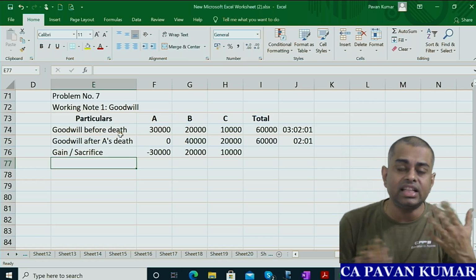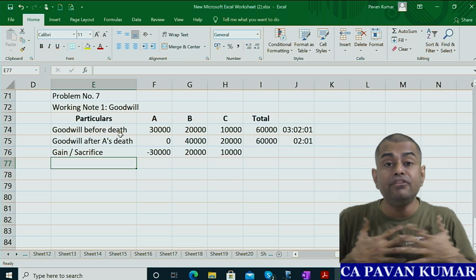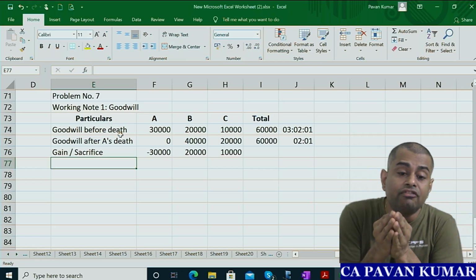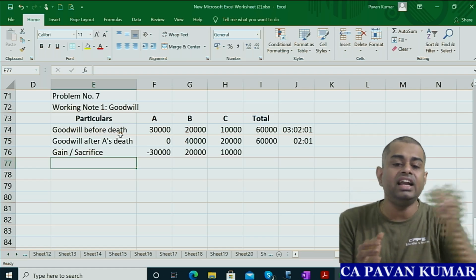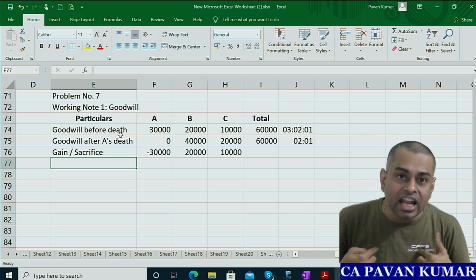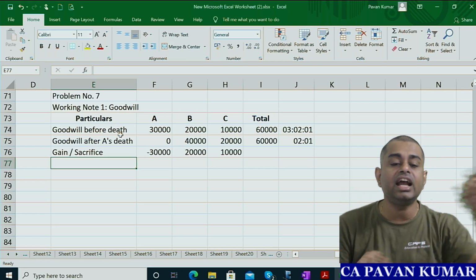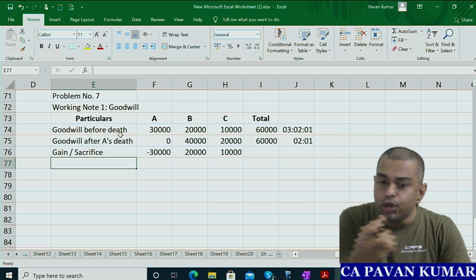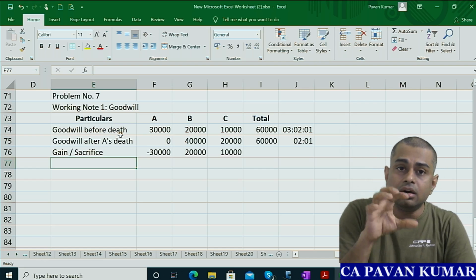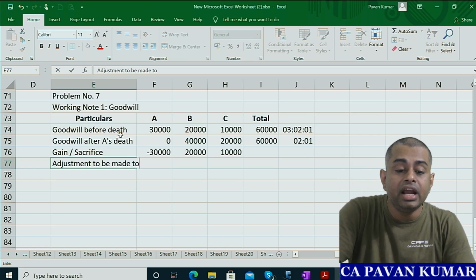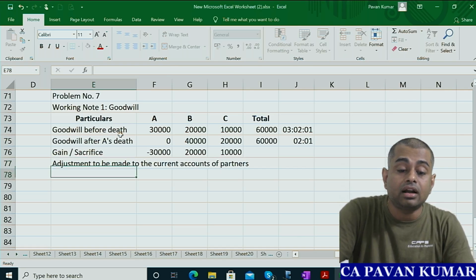So before A's death, imagine I am B. Before my business partner's death, I used to have a share of 20,000 rupees of goodwill, but he died. My goodwill has become 40,000. So don't you think this 20,000 I have to pay to that guy? So simple. Since goodwill should not be continued or recorded in the books of the firm, adjustment is to be made to the current accounts of partners.